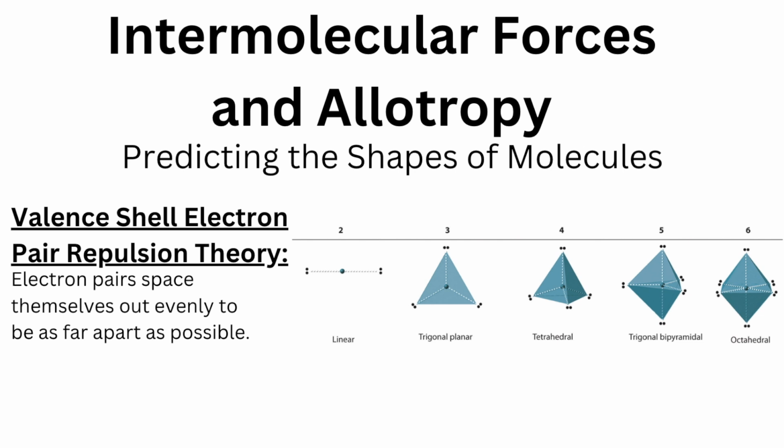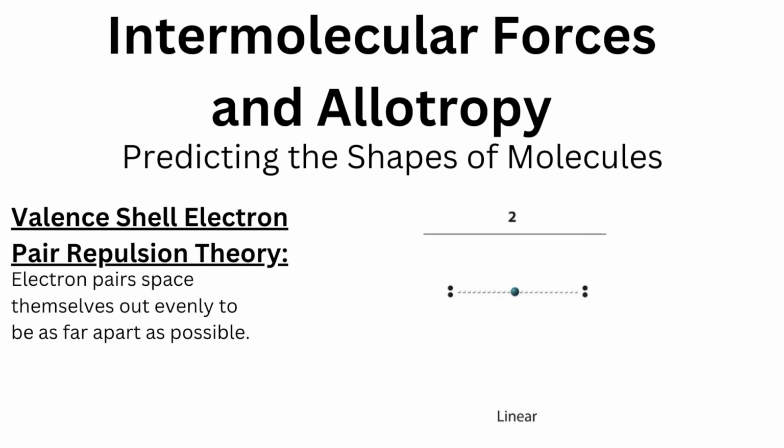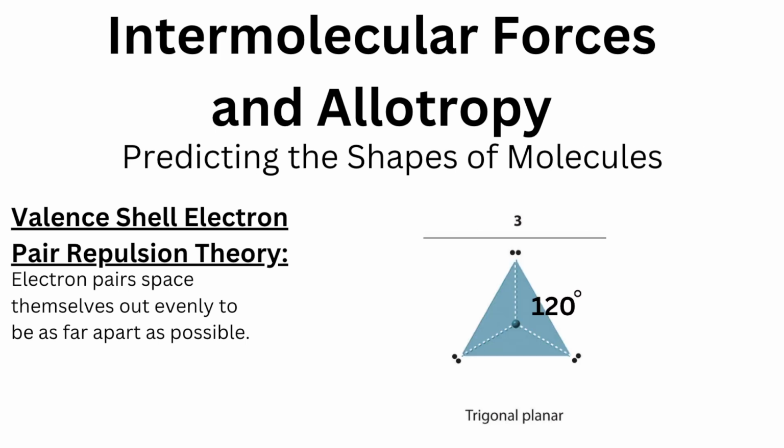Let's introduce the valence shell electron pair repulsion theory. This proposes that electron pairs around an atom in a molecule space themselves apart equally to be as far apart as possible due to the electrostatic repulsion of like charges. When we have two bonds, they are on opposite sides of the central atom. When we have three bonds, they're evenly spaced with 120 degrees between them in an equilateral triangle.